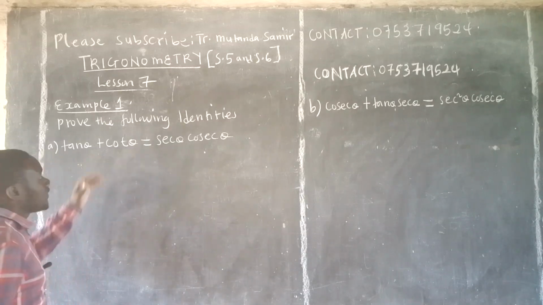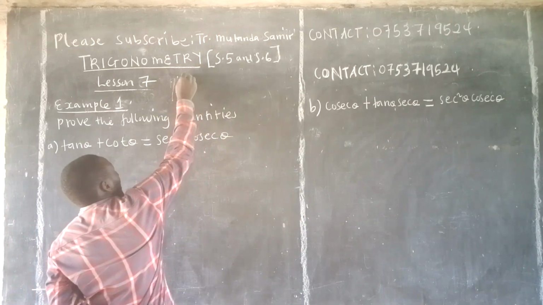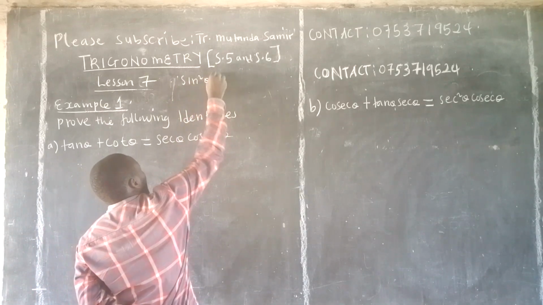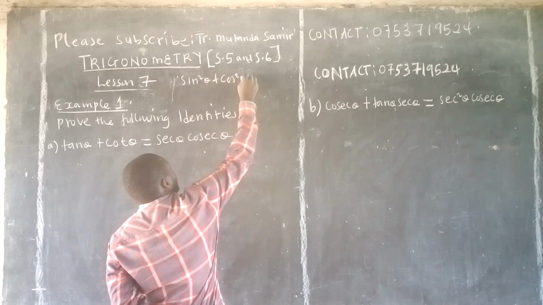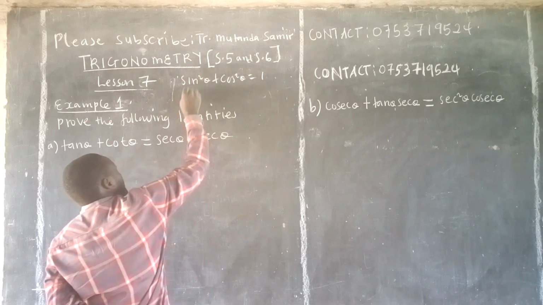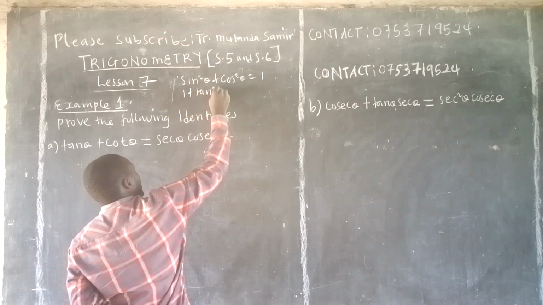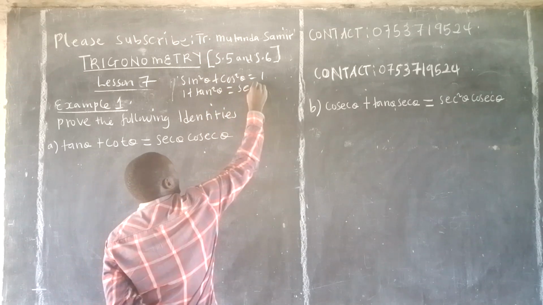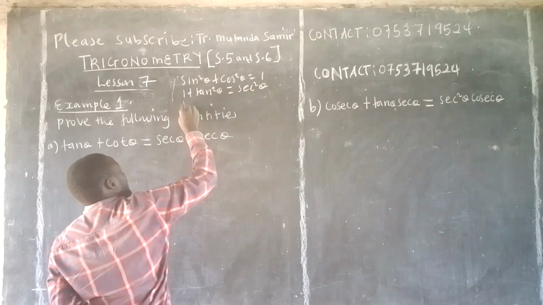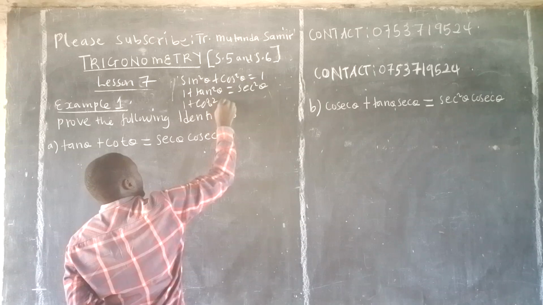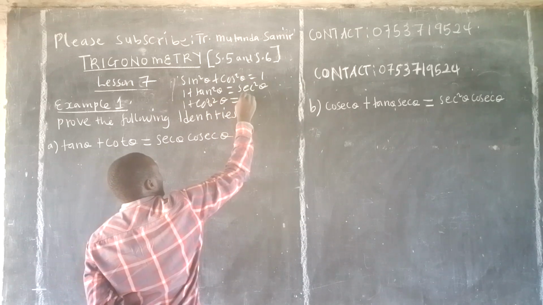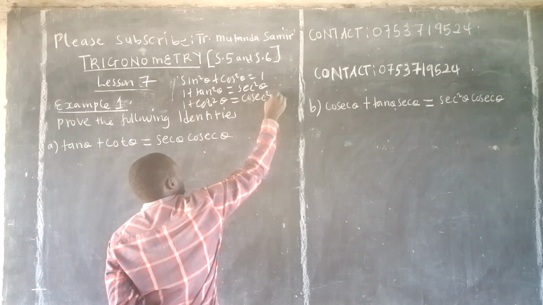Now, proving some of the identities, we shall still apply some of these ones here, where necessary. By the way, this will be applied where necessary.